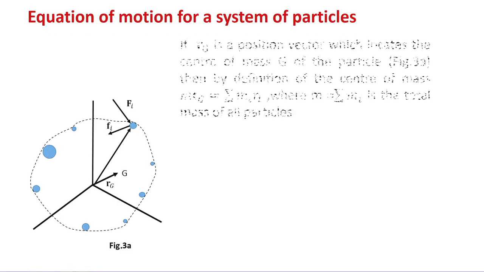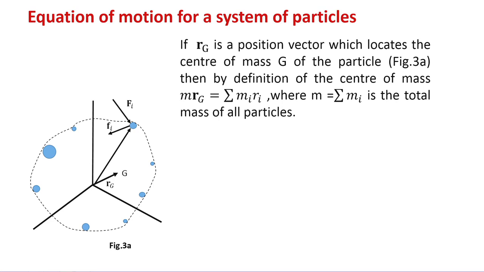So, now let us consider the center of mass. In this figure, Rg is a position vector which locates the center of mass g of the particles, as is evident from figure 3a. Then by definition of the center of mass, we can write m Rg is equal to summation of mi Ri, where m is equal to summation of mi, the total mass of all particles.